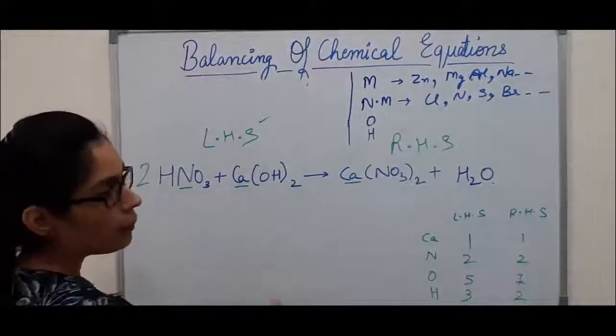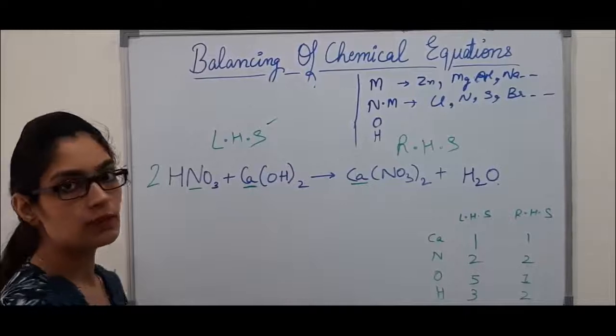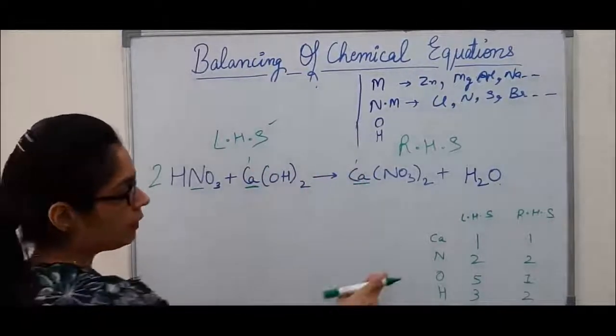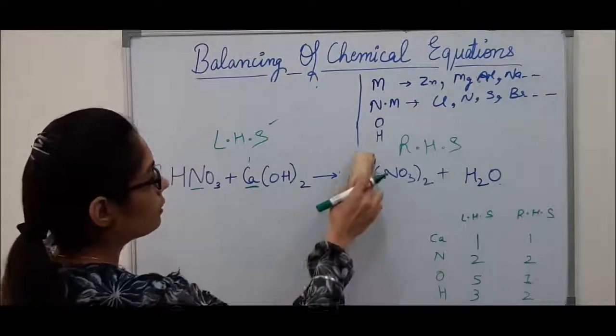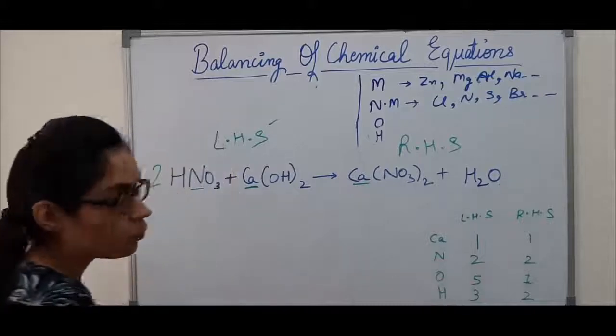Now we will go back and look at the first step. I can see calcium is still in a balanced state. Both sides, one atom is there. Nitrogen, just now we have balanced, and on both sides 2 atoms of nitrogen are there. Now let's do it for oxygen.